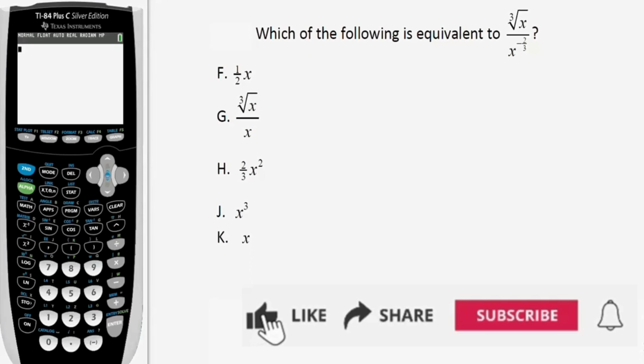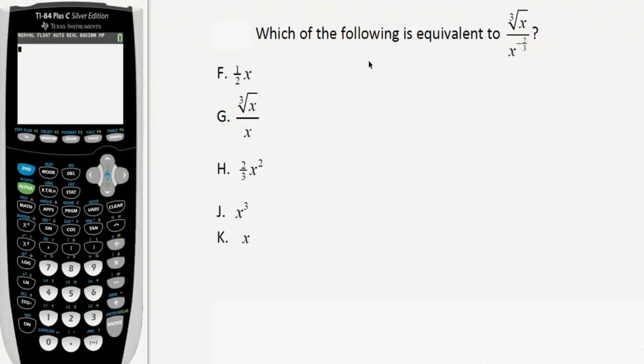Hello guys, in this video we are going to learn how to solve this ACT math question easily and fast using the TI-84 plus scientific calculator. Alright, so ensure you stay to the very end. So the question says, which of the following is equivalent to this expression we have here. Alright, so this is very simple, guys.